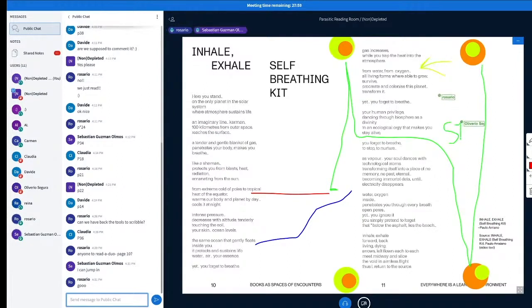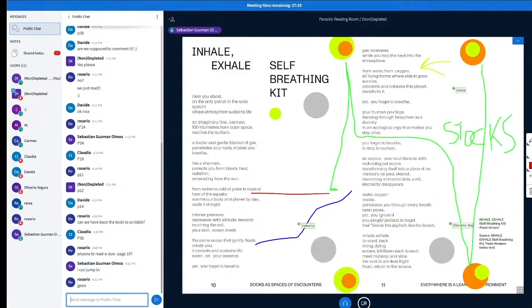From water, from oxygen, all living forms were able to grow, survive, procreate and colonize this planet, transform it. Yet, you forget to breathe. Your human privilege dancing through the biosphere as a divinity, in an ecological orgy that makes you stay alive. You forget to breathe. You stop, you nurture. As paper, your soul dances with technological atoms, transforming itself into a place of no memory, no past, eternal, becoming immortal data until electricity disappears.